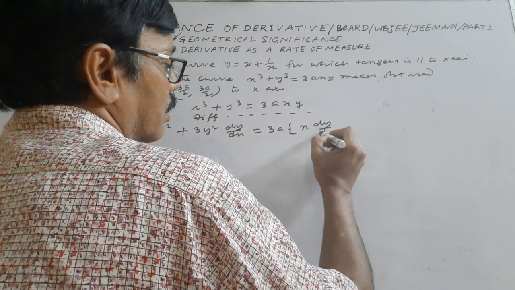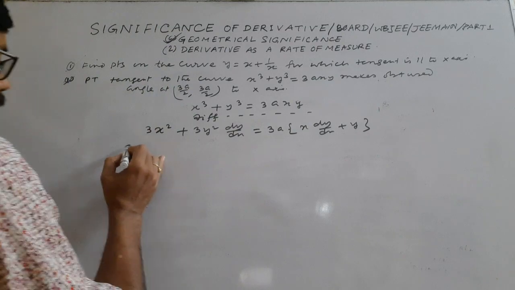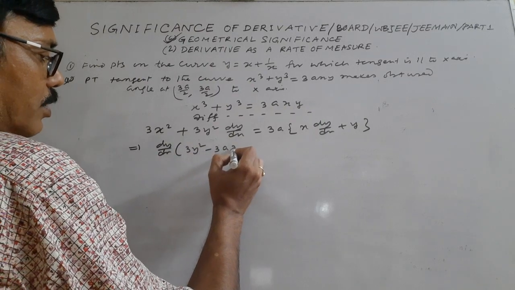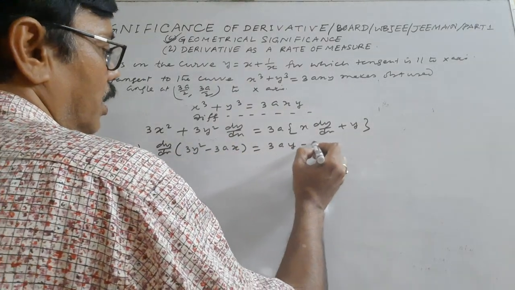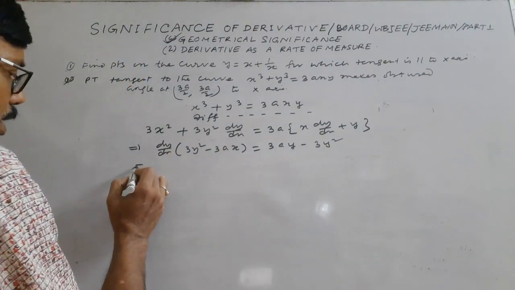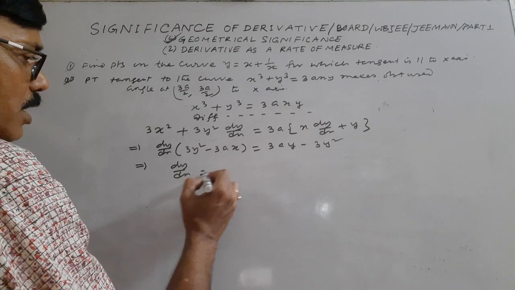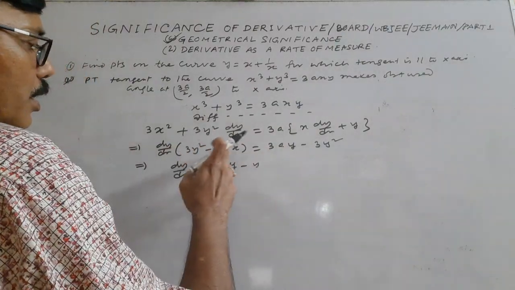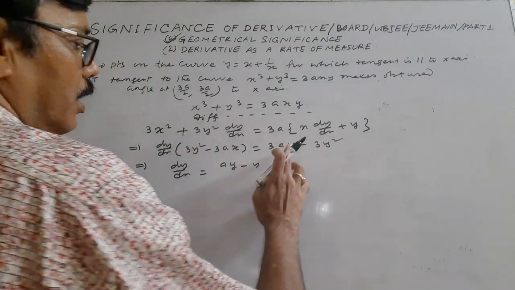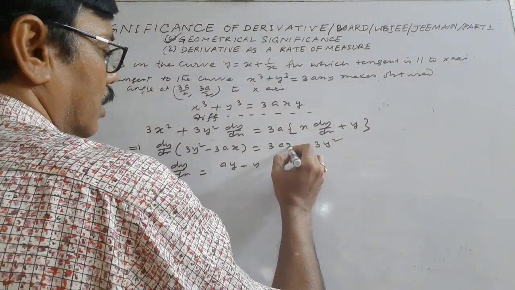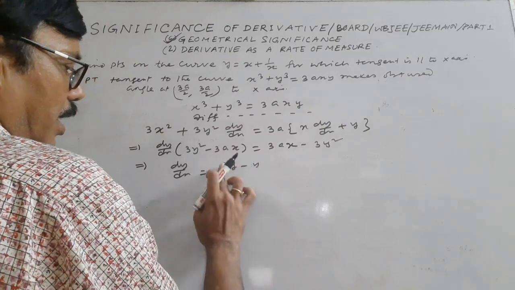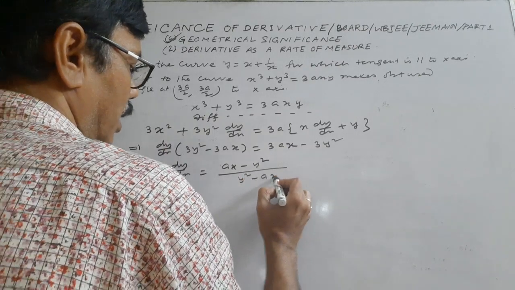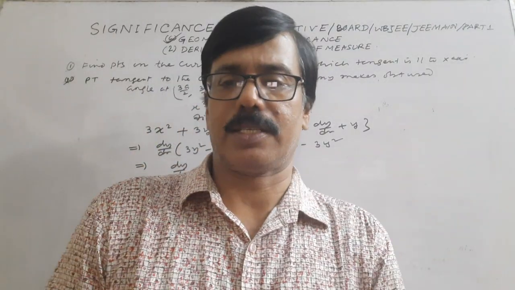You are taking the derivative with respect to x. So 3a is unchanged, and it is by the product rule: x into dy by dx plus y into 1. So dy by dx is common. Collecting terms, 3y square minus 3ax times dy by dx equals 3ay minus 3x square. So 3 is cancelled, and dy by dx equals (ay minus x square) by (y square minus ax). So this is dy by dx.